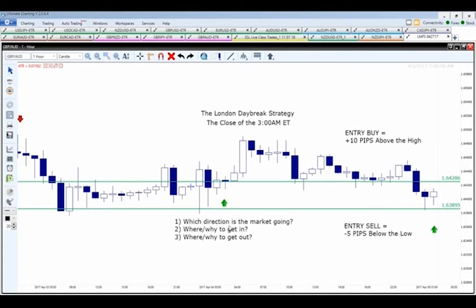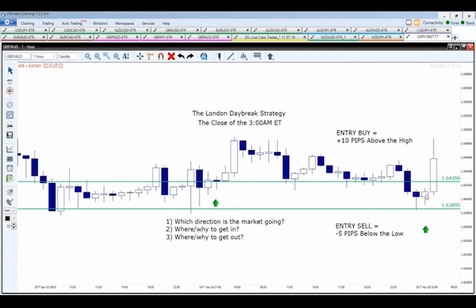It's going to help us determine which direction the market is going, and it's going to help us determine where and why to get in. We're going to get in when the market triggers one of these positions. So let's go ahead and see what ends up happening here. So bam. Within the next hour, the market rallies up and triggers our entry buy. So we are now in this market. We are now in a market buy position.